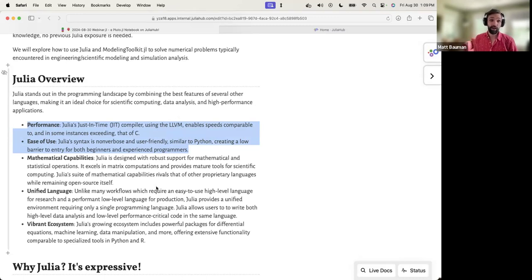And that's where the mathematical capabilities really shine. Because it is a fast language, all of these functionalities are written in Julia itself. It's a unified language. It allows you to really understand what's happening, and that's built up an entire vibrant ecosystem.